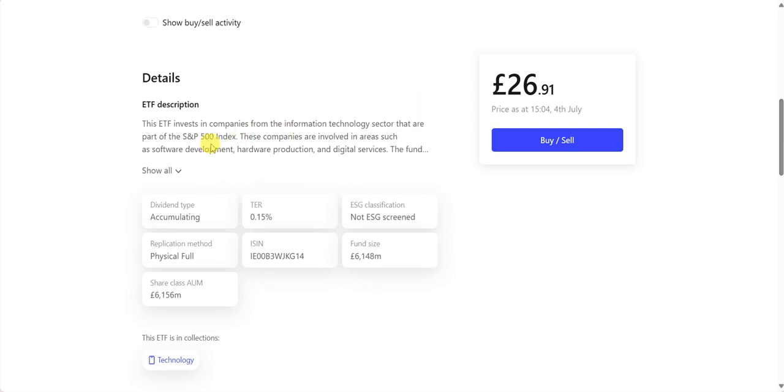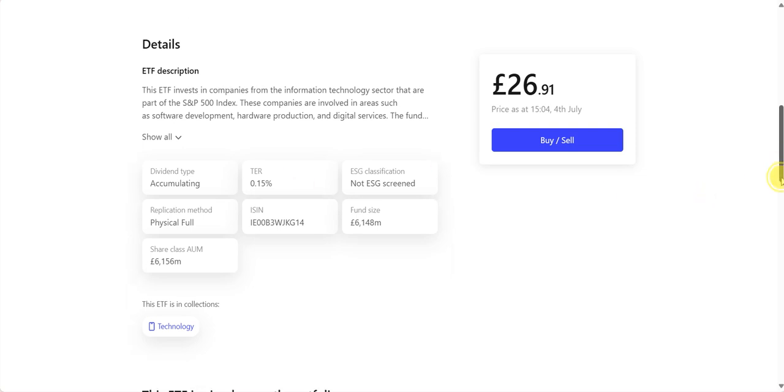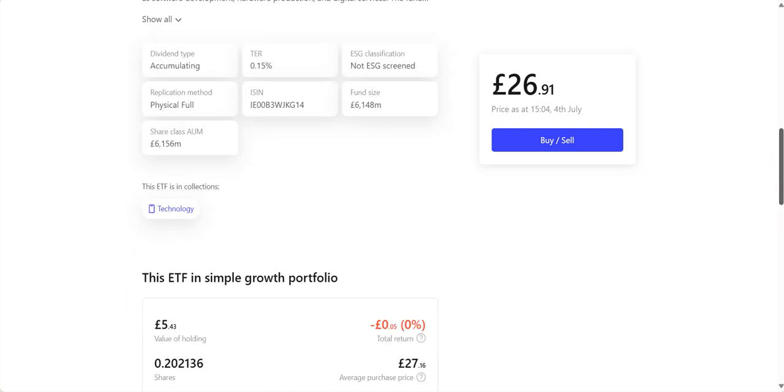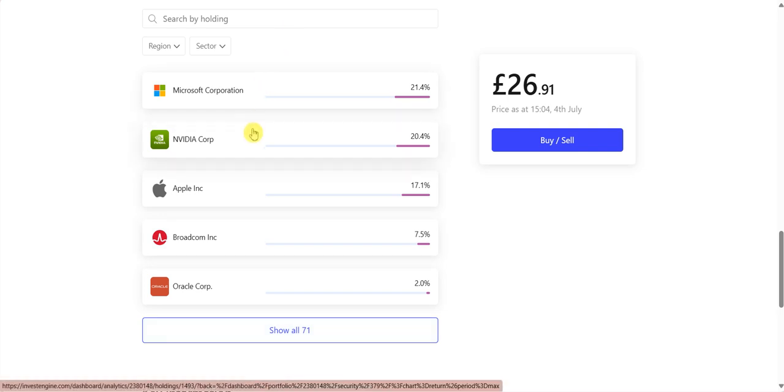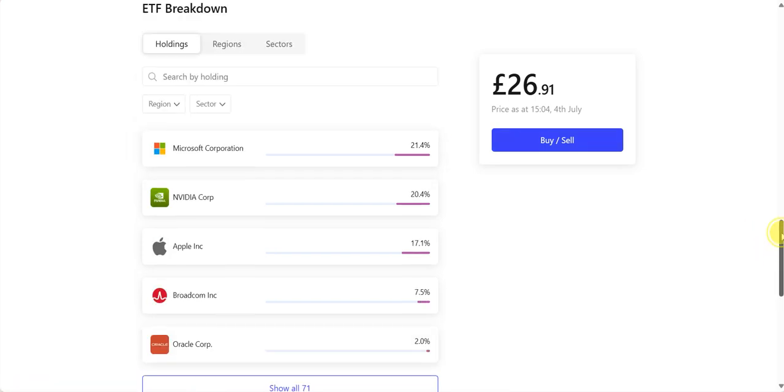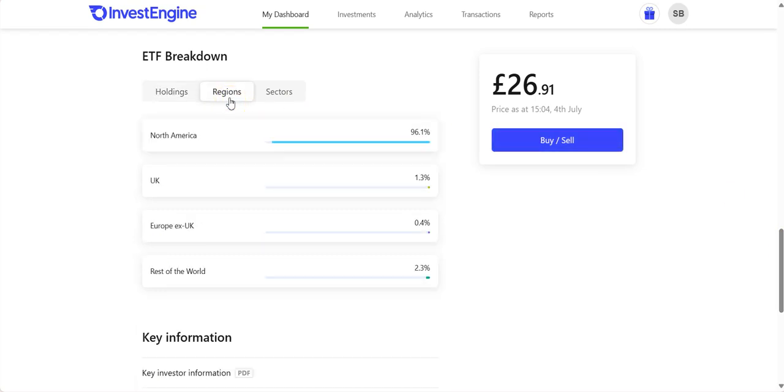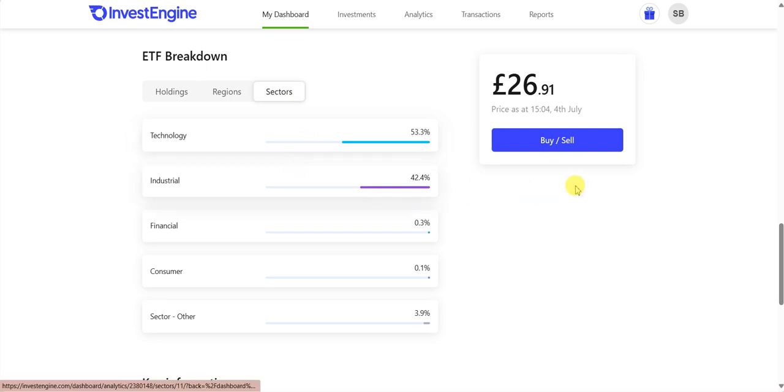So out of the S&P 500, these are the tech stocks that are within it. There's no dividend on this, and the cost is 0.15%. Let's see what's in here. I've only got 71 stocks, so it's more concentrated. You can see 21.4 in Microsoft and 20.4 in Nvidia. It's highly concentrated, but it's bringing in good returns. Regions, mostly America. Sectors, tech and industrial.